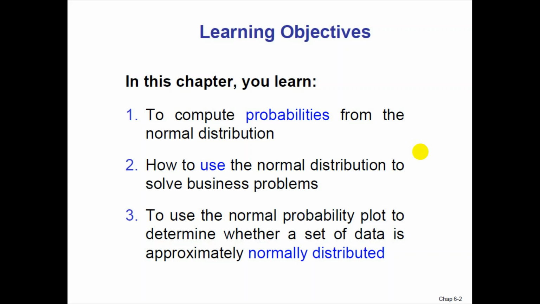Second, you need to know how to use the normal distribution to solve business problems. Third, you will need to use the normal probability plot to determine whether a set of data is approximately normal. Previously, you have learned a few ways, like using a histogram, comparing the mean, median, mode, etc. to check the normality. So now we just summarize here the methods available to check for normality.